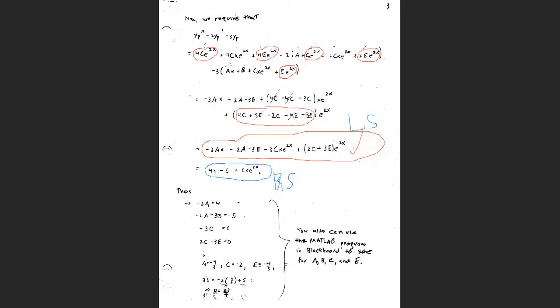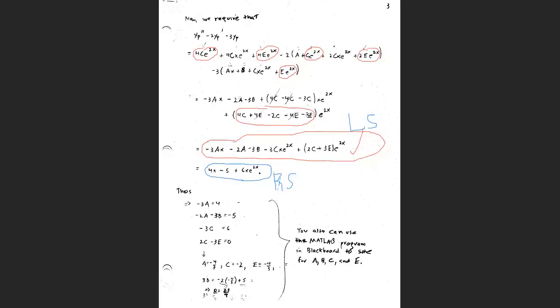And this expression has to equal then 4x minus 5 plus 6x e to the 2x. So this is like the left side of the differential equation. This is the right side of the differential equation here, and they have to be equal if that particular solution is a solution. And we make use of that fact so that we can solve now for these coefficients. So it's a little bit like partial fractions. You equate like terms together.